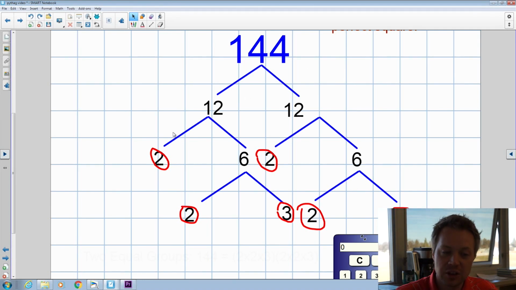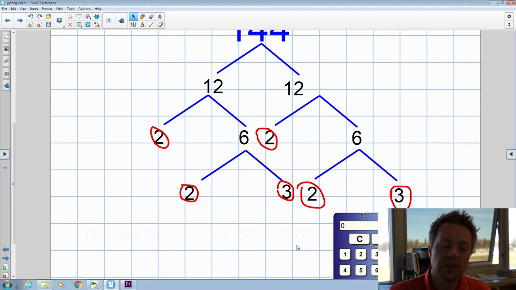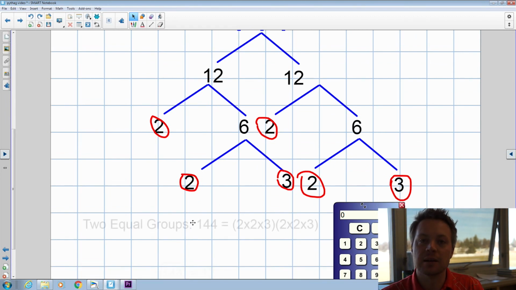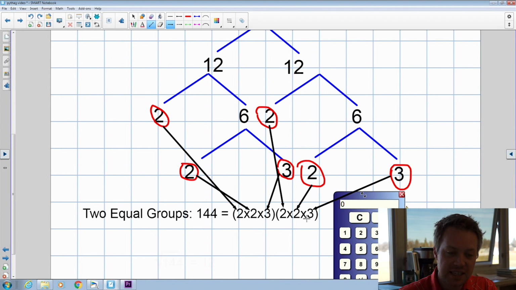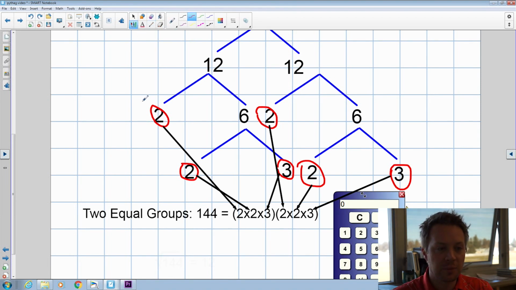If I can take those prime factors and put them into two groups that are the exact same, I know that the original number is a perfect square. My second 2, the same group, and my 3 in the same group. That's all my first group. Then I've got a 2 left over into the second group, another 2, and my last 3. You can see there that I've used all of my prime factors.